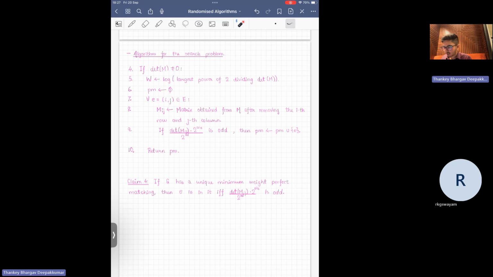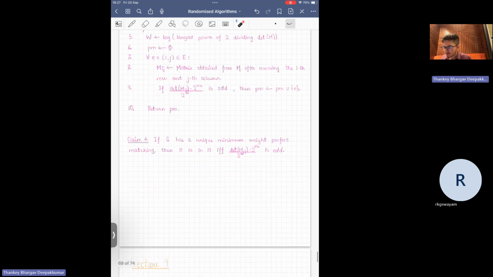Okay. So the claim is this: if G has a unique minimum weight perfect matching, then the edge e is in this unique minimum weight perfect matching if and only if the determinant of Mij times 2 to the power W, over 2 to the capital W, is odd. So I'll prove this claim, but before that, let's suppose that this claim were true.